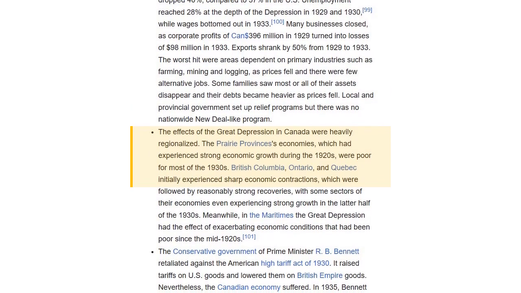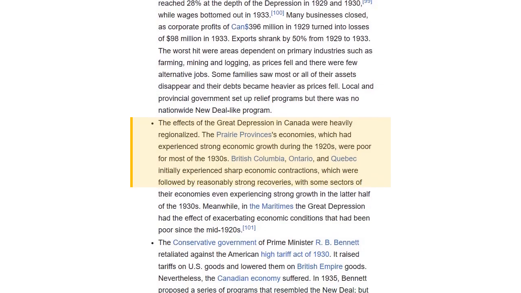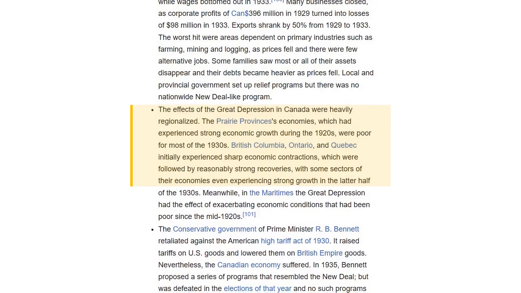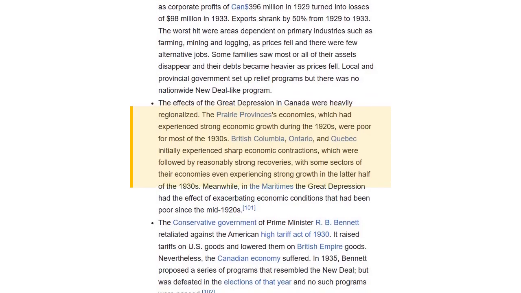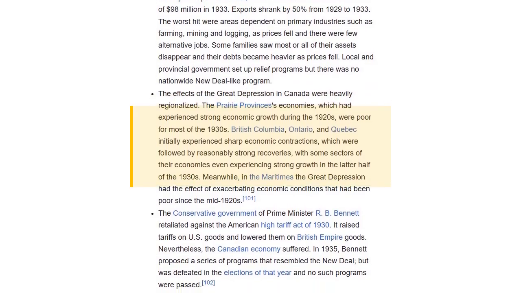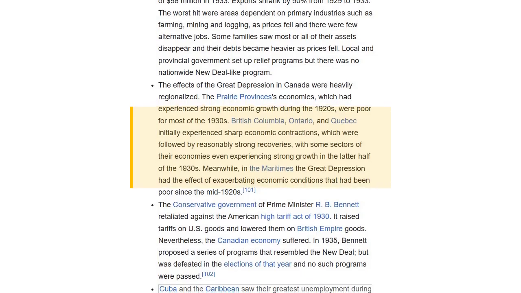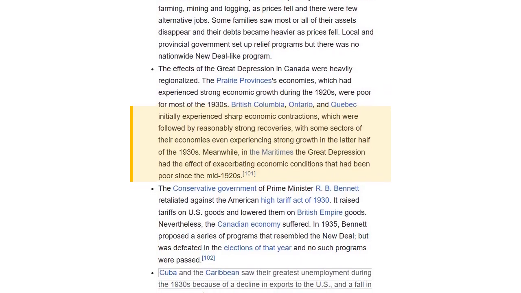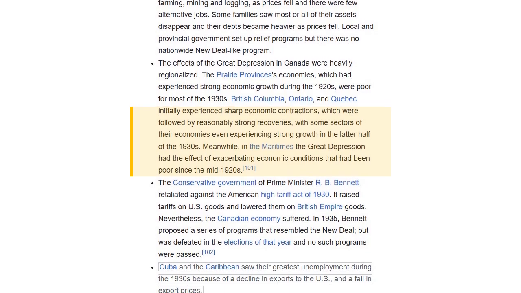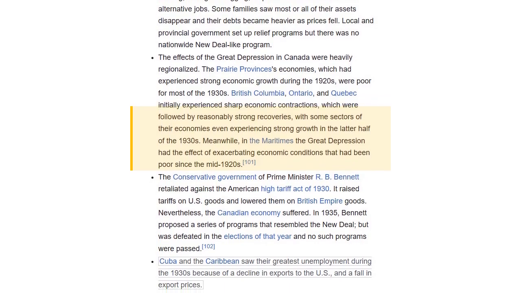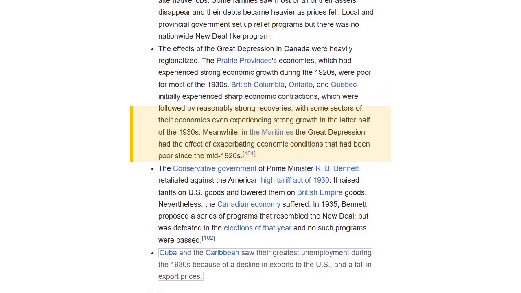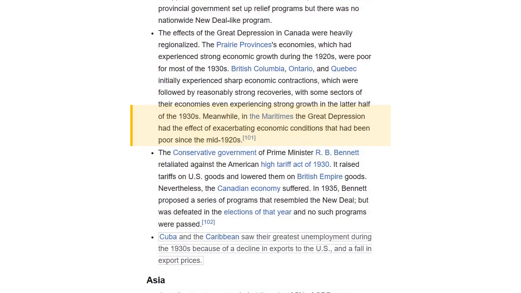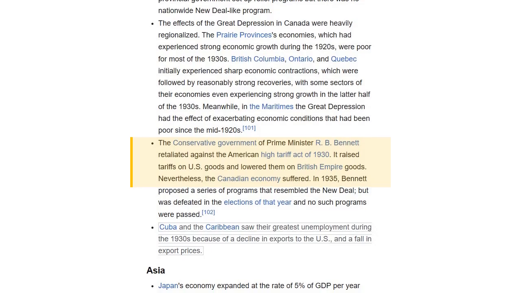The prairie provinces' economies, which had experienced strong economic growth during the 1920s, were poor for most of the 1930s. British Columbia, Ontario, and Quebec initially experienced sharp economic contractions, which were followed by reasonably strong recoveries, with some sectors of their economies even experiencing strong growth in the latter half of the 1930s. Meanwhile, in the Maritimes, the Great Depression had the effect of exacerbating economic conditions that had been poor since the mid-1920s.